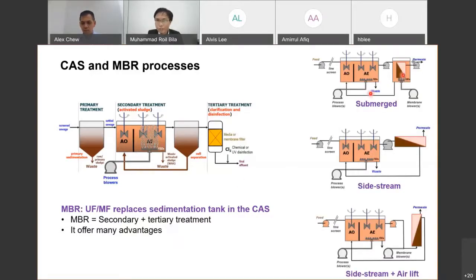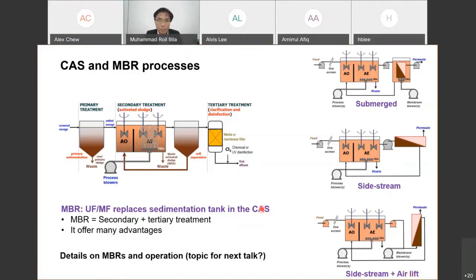There are many different configurations of MBR. For example, here on top, it's called a submerged MBR in a separate tank. Basically, we place the membrane in the tank here, and then we use a pump to draw the permeate. So this is the submerged configuration. We can also have a side stream configuration where we use a cross flow velocity. And the other configuration is side stream with airlift. Airlift is basically where we use air to promote the flux.